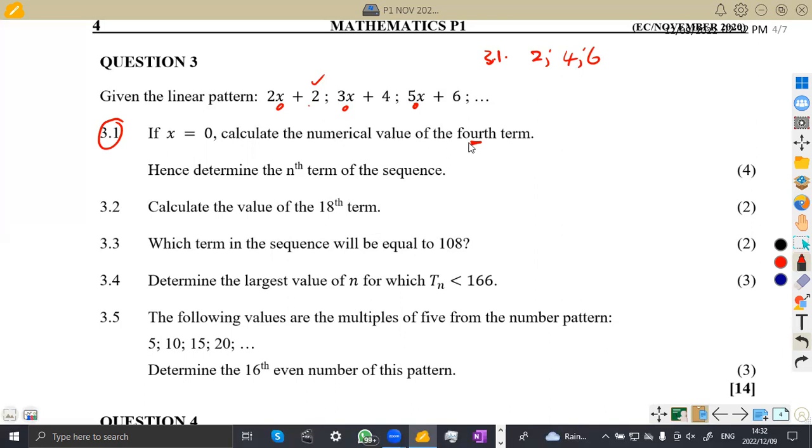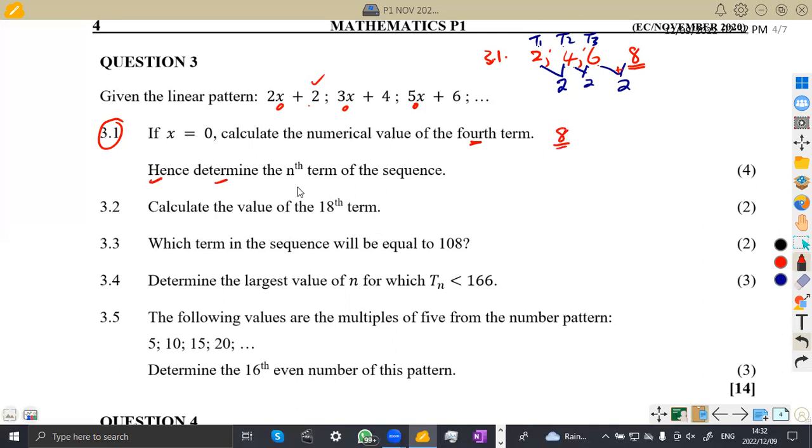Now we are to calculate the fourth term. Since it is a linear pattern, you have to check the difference. T2 minus T1, that's 4 minus 2, which is 2. 6 minus 4 is 2. So we've got a common difference of 2 throughout. That means for the next term, we add 6 plus 2, which is 8. So the fourth term is equivalent to 8.